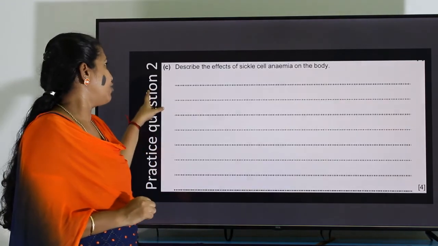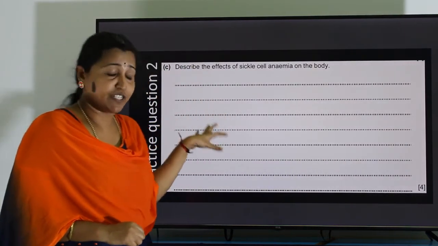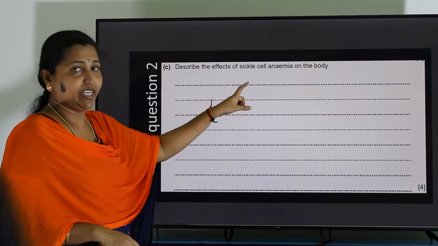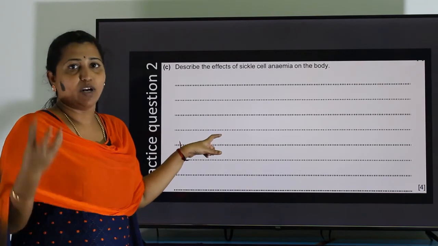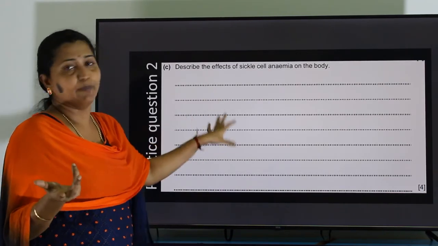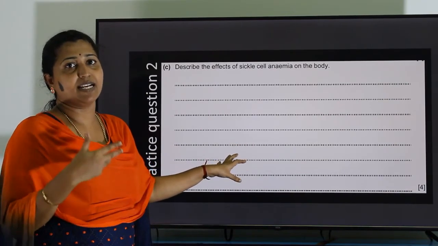Then we can see one more question, which is actually part of the structured questions. Describe the effect of sickle cell anemia on the body. So you have to write what the causes of sickle cell anemia are, and how the organs are getting damaged because of sickle cell anemia.